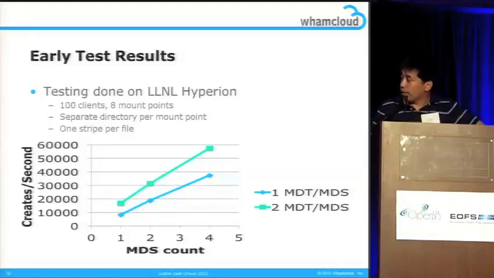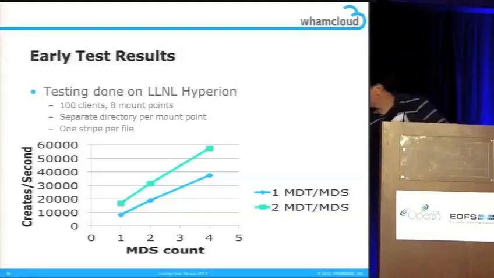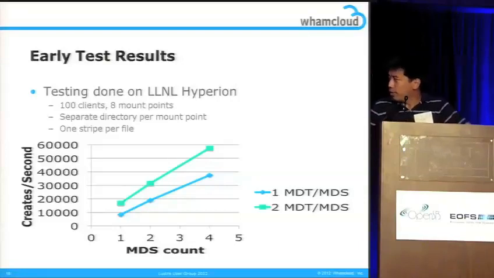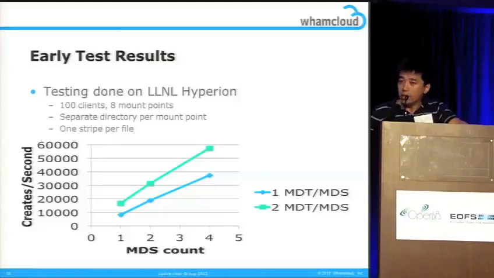There are two lines. The blue line is for one MDT per MDS. The green line is for two MDTs per MDS. You can see that with an increasing number of MDS, you get a linear performance improvement, and also if you increase the MDT count, even in the same MDS, you also get a performance improvement. And okay, that's done.